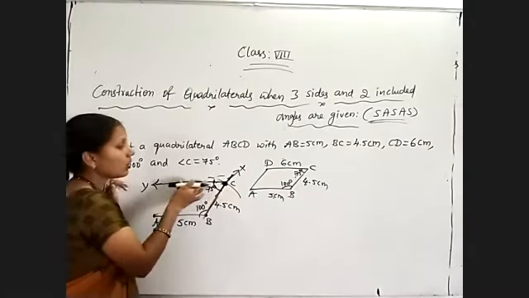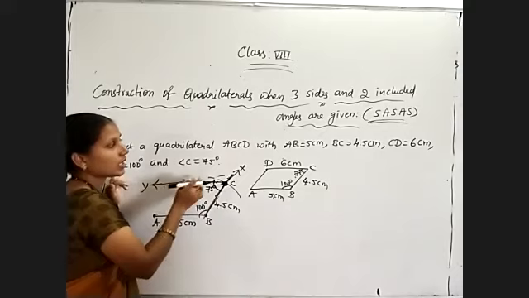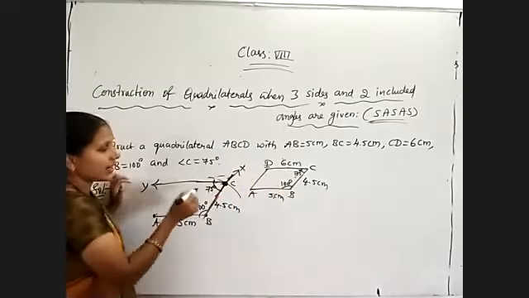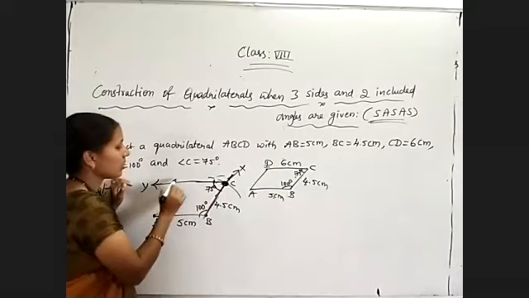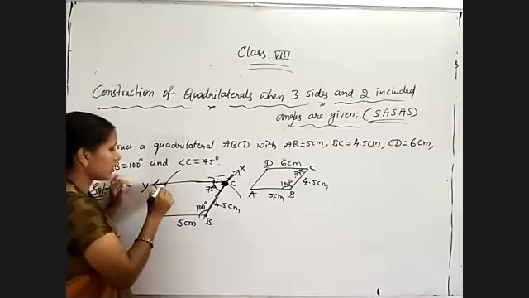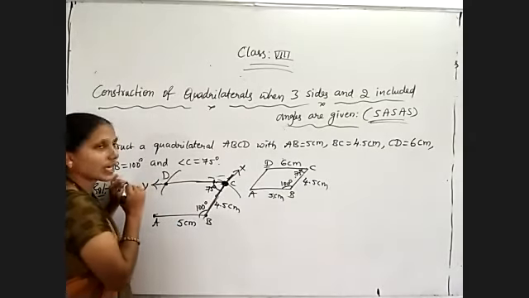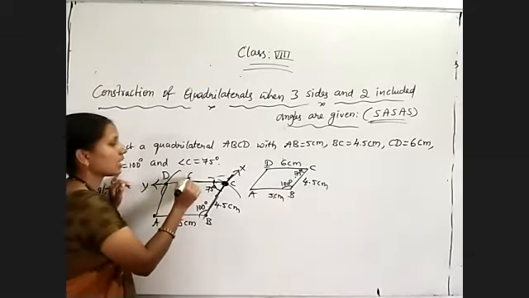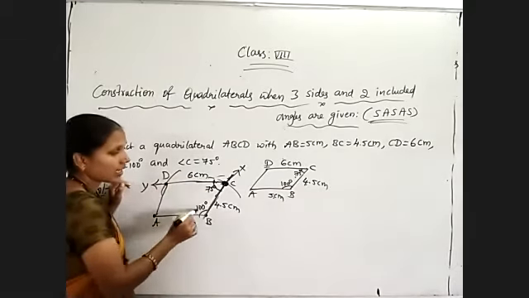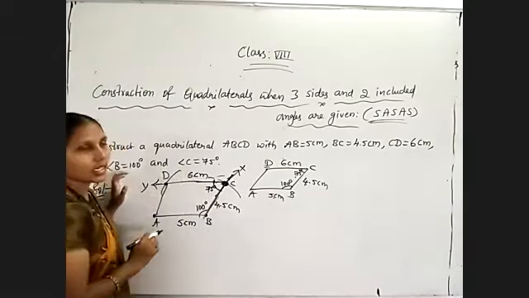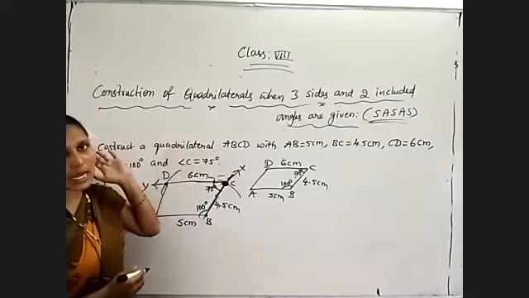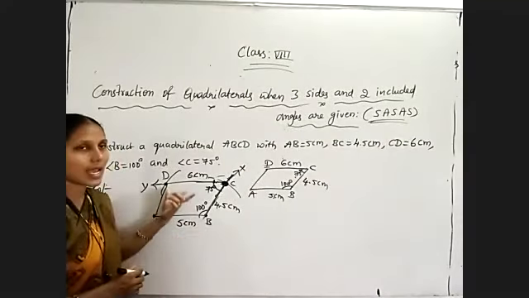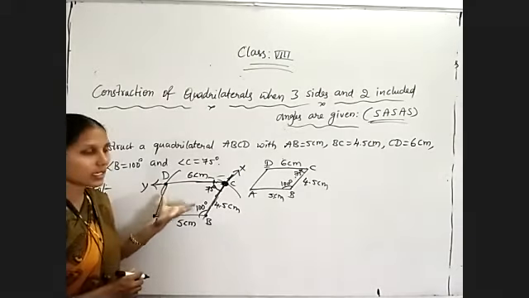Okay. Now we want the D vertex. For that the remaining measurement is CD only. So with 6 centimeters radius, C as center, draw an arc using the compass. Locate that point as D. Now join A and D. So CD length is given as 6 centimeters. Side, angle, side. Here we can use any line segment as the base. So when I am taking AB as the base, I will get the quadrilateral in this way.